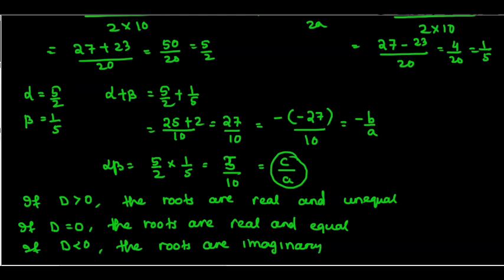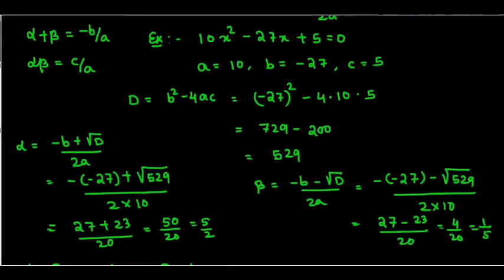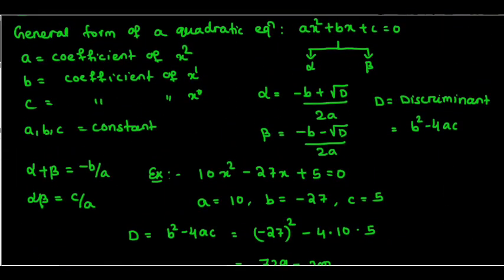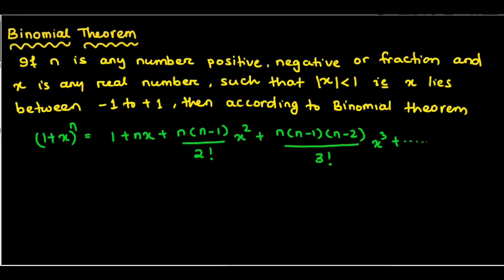So students, we have discussed what is the meaning of quadratic equation, what is the general form of that equation, how to find the solutions, what is the meaning of discriminant, what is the value of alpha plus beta, what is the value of alpha into beta. So hopefully you have understood all the concepts of this quadratic equation, and now we will go on to discuss the binomial theorem. It is a very important theorem, and in physics in many cases we are going to use this one. So first look at the statement of this binomial theorem, and then I will explain it.